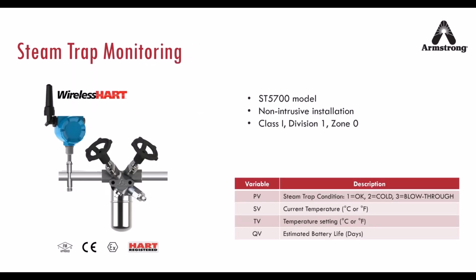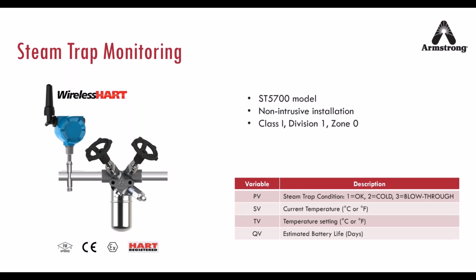So Armstrong, more than 10 years ago, developed a WirelessHART device called the AIM, Armstrong Intelligent Monitoring. It's non-intrusive, Class 1, Div 1, Zone 0, that Robert was highlighting, all the certifications that you have. You see here we use the 4 variables, the PV, which is the primary variable, that's the one we use for steam trap condition. So 1 is okay, 2 cold, 3 blow through.